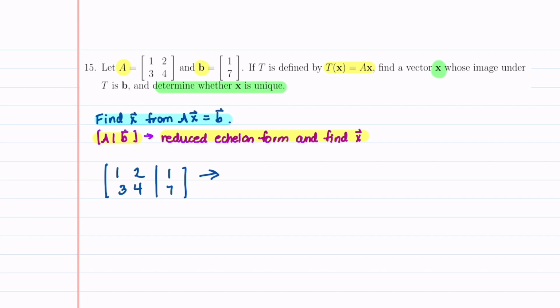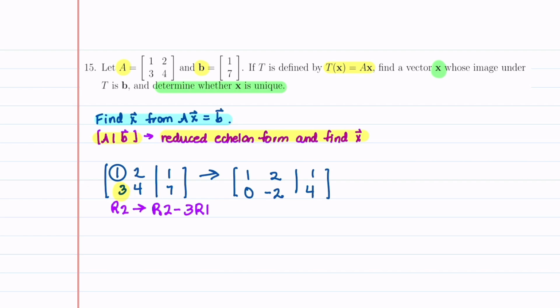So I'm going to begin by circling the pivot, and we're going to get a 0 below this pivot. So to do this, we're going to take row 2, and we're going to replace it with row 2 minus 3 times row 1. Our row 1 is going to stay the same, and then our row 2 is going to become a 0. We pick up a minus 6 plus 4 gives us a minus 2, and then we pick up a minus 3 plus 7, which gives us a 4.